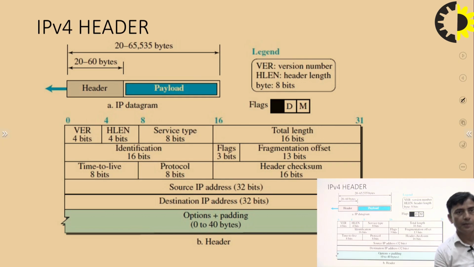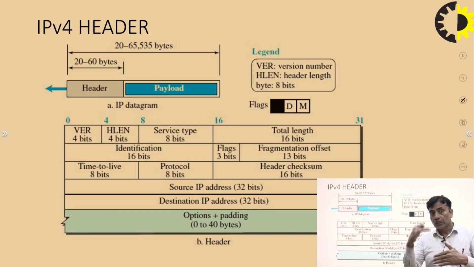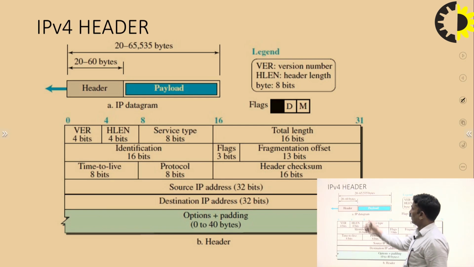IPv4 header, this is very important. As I have told you, this header information describes the layer functions: what the functions of the layer are, how it works, how it controls the data. This information is packed into a small data packet, which is known as the header. This is also metadata about the data, how the data is controlled. So this is the header format of IPv4.